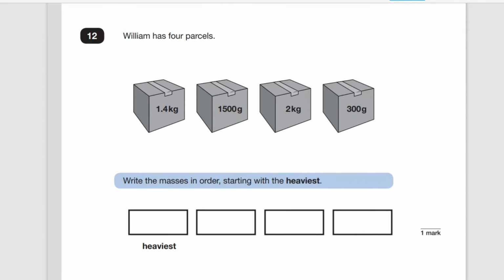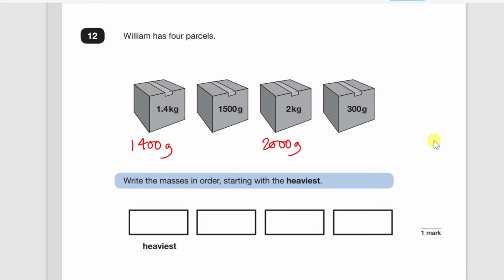12. Now William has 4 parcels. Write the masses in order, starting the heaviest. For these kind of questions, it's better you use the same units all the time. So I'm going to write this all in grams. So 1 kilogram is 1,000 grams. That means 1.4 must be 1,400 grams. 2 kilograms must be 2,000 grams.